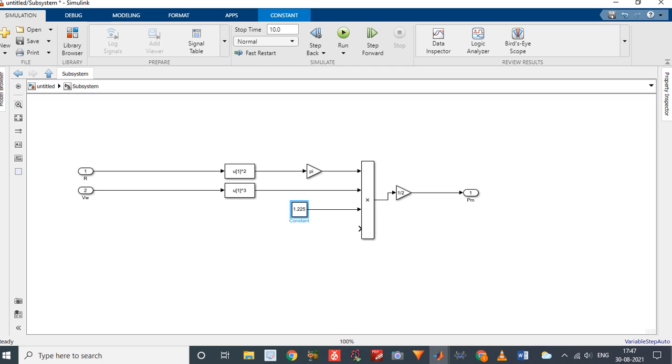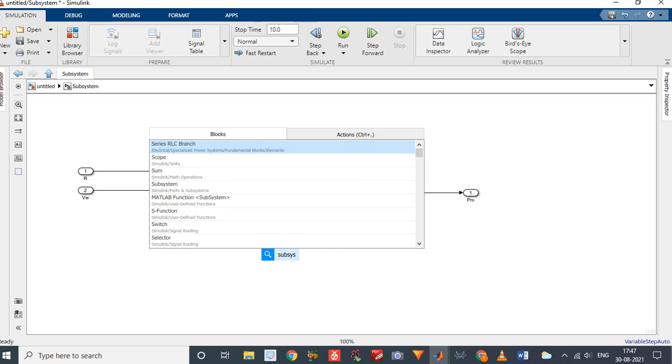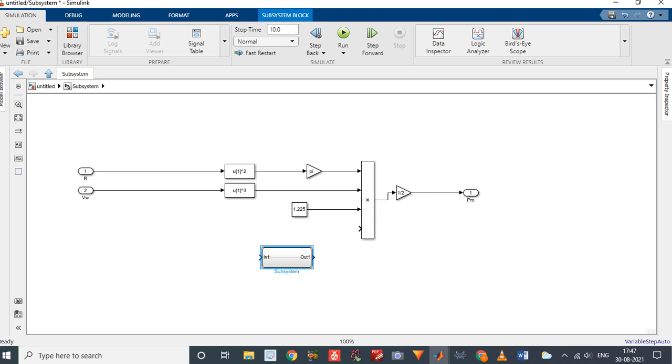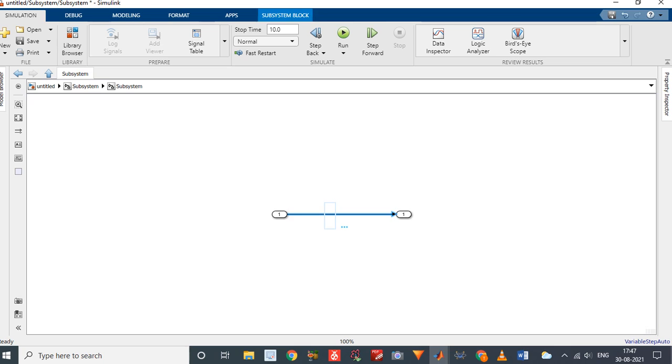For Cp we have to create another equation. For that I'm going to call another subsystem here. Inside, we have to take this, which will be Cp, your output value, and then here we have the inputs, lambda and beta. So I can write this as lambda, and the other input will be beta.